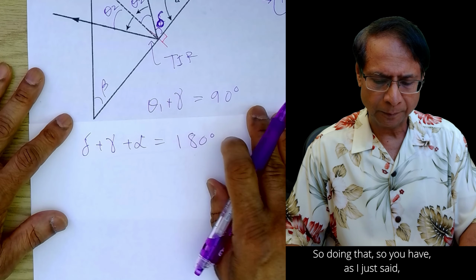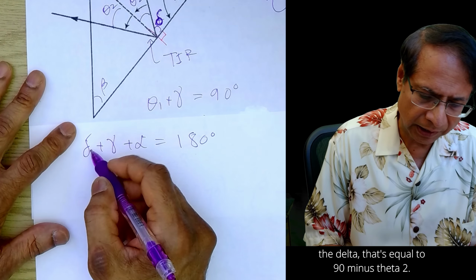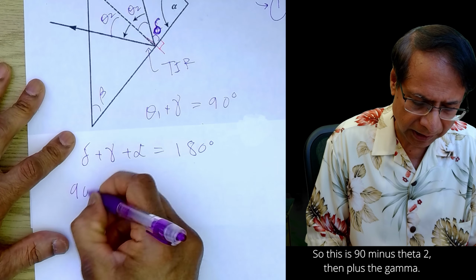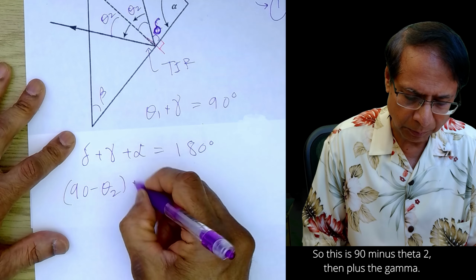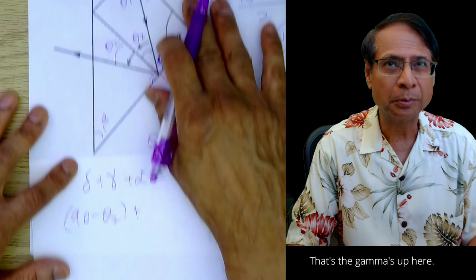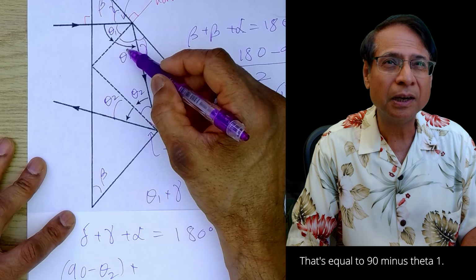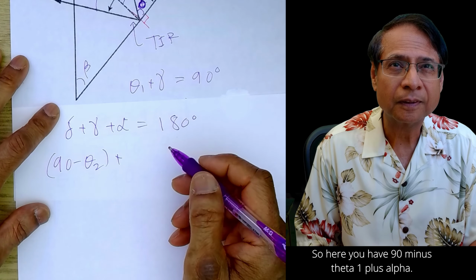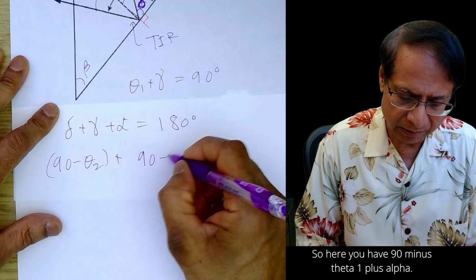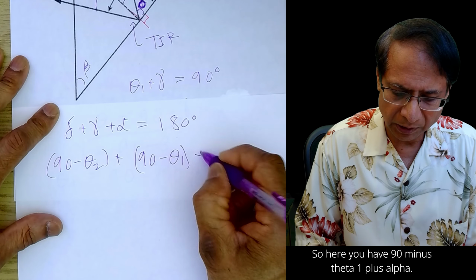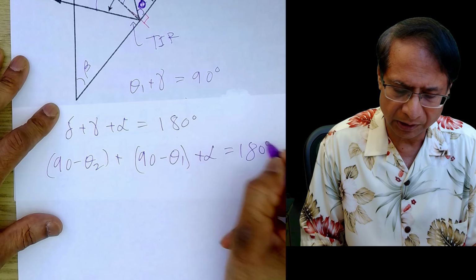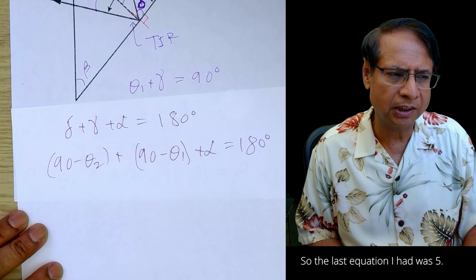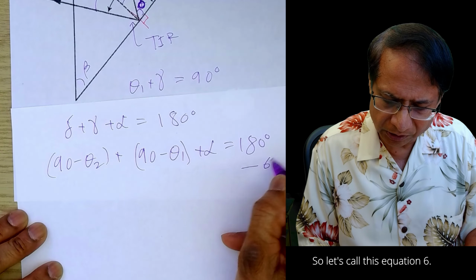So doing that, as I just said, the delta is equal to 90 minus theta 2. So this is 90 minus theta 2. Then plus the gamma, that's the gamma up here, that's equal to 90 minus theta 1. This is the gamma, that's the theta 1. So here you have plus 90 minus theta 1 plus alpha. This is equal to 180 degrees. Okay, so let's go ahead and label this equation. The last equation I had was 5. So let's call this equation 6.